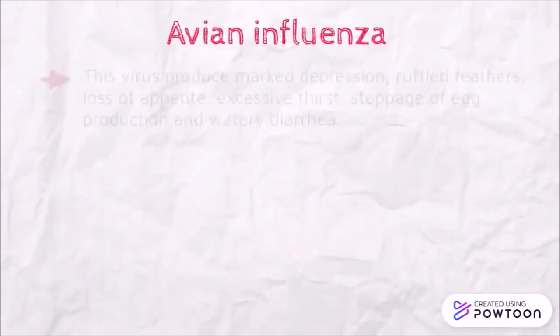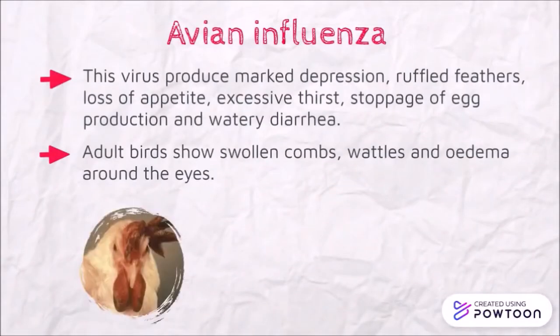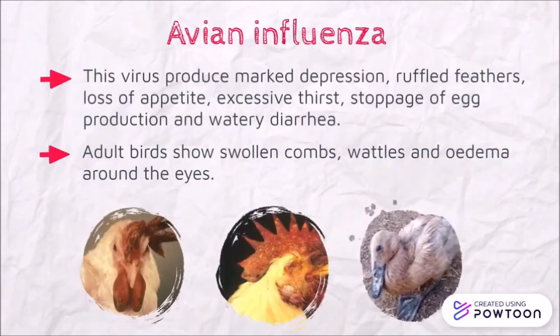Avian influenza also affects poultry. This virus will produce depression, ruffled feathers, loss of appetite, excessive thirst, stoppage of egg production, and watery diarrhea. For adult birds, they show swollen combs, wattles, and oedema around the eyes.